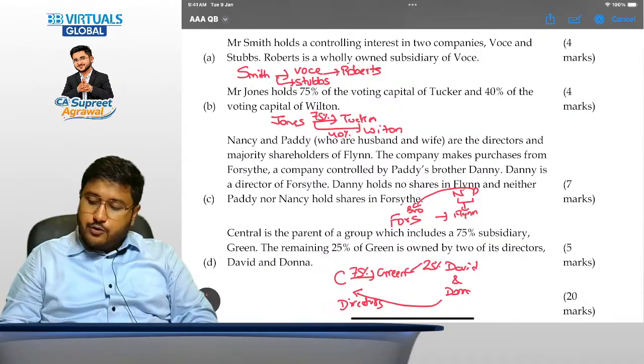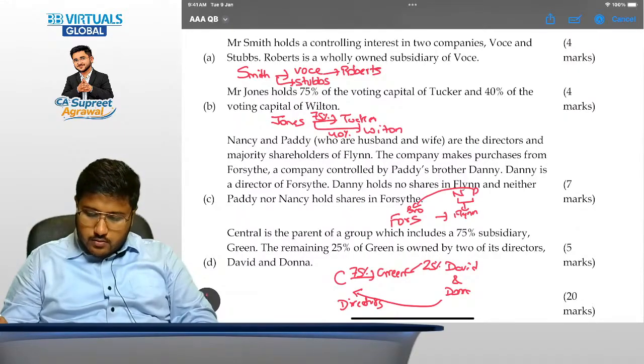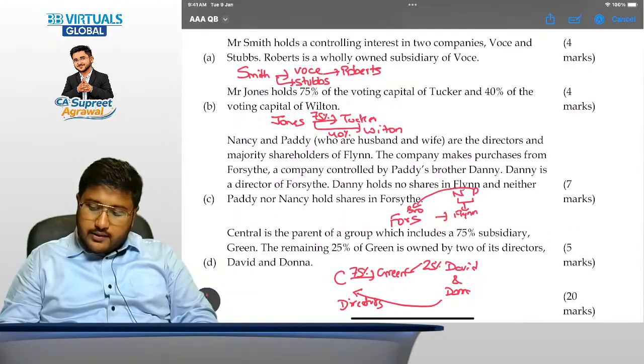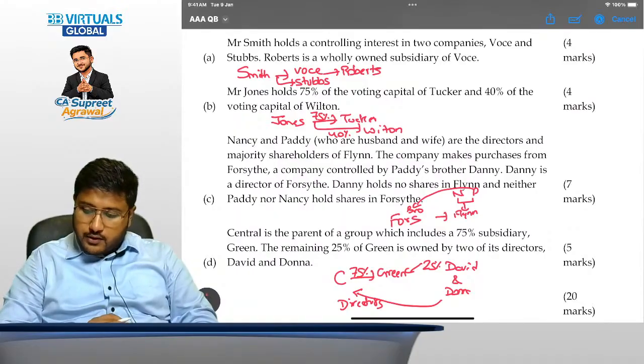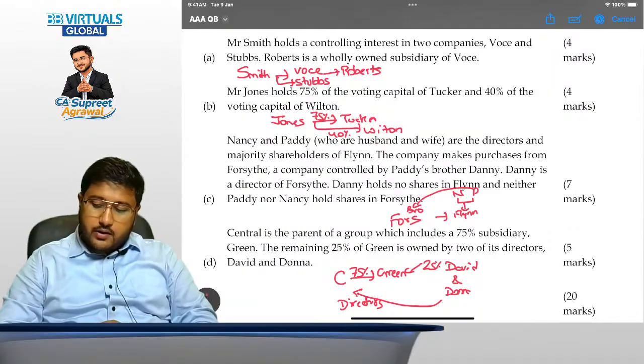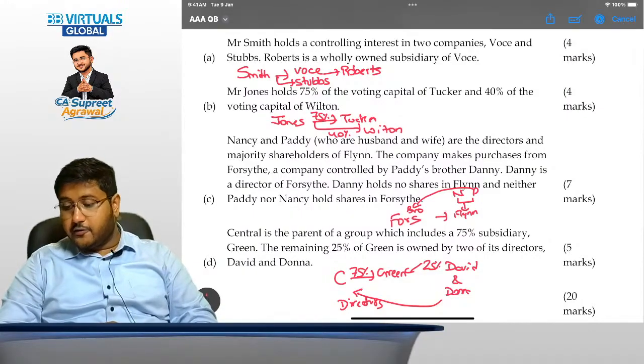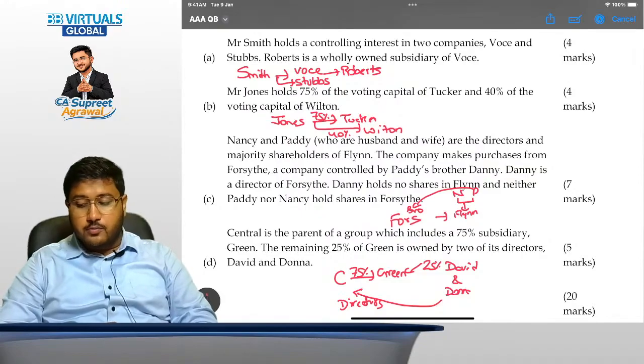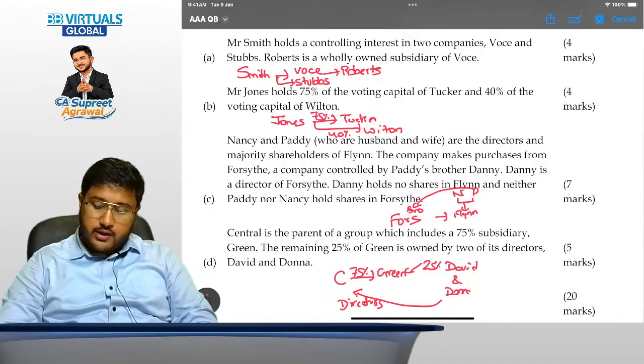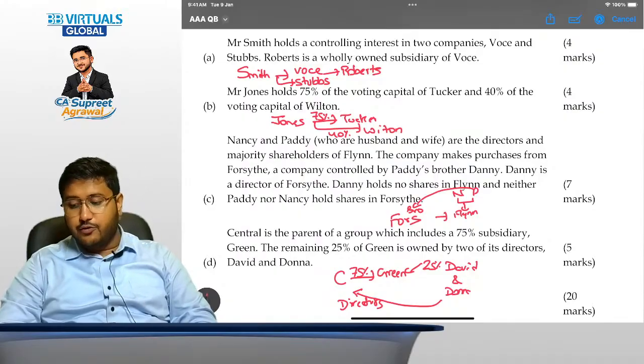So Nancy and Paddy would be related parties to Flynn. David would be related party to Forster. Now, since David is the brother of Danny, who is the brother of Paddy, in this particular case, since they are close family relatives, these two companies would also be said to be related to each other. Plus, Nancy and Paddy would be related to Forster, and Danny would be related to Flynn.